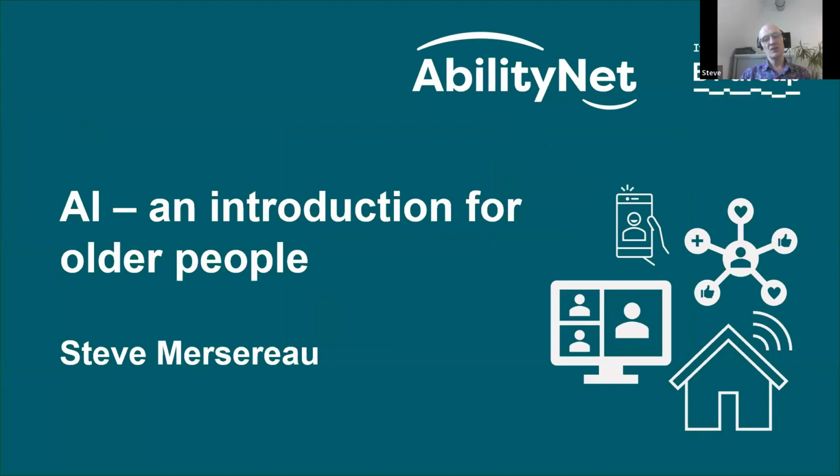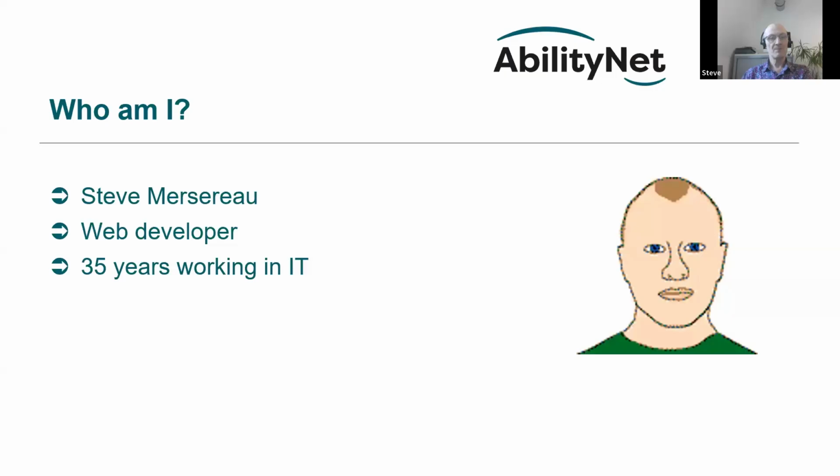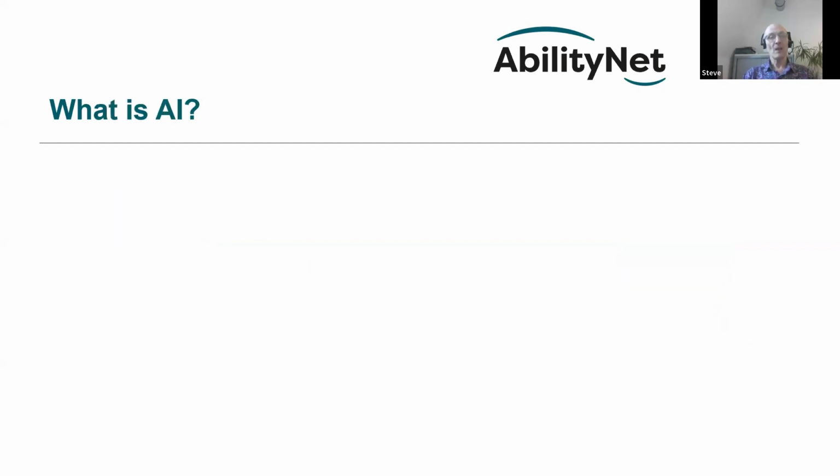Welcome to AI, an introduction for older people with me, Steve Mersereau. Let me very briefly introduce myself. I know Annie has just introduced me, but my name is Steve Mersereau. My career trajectory really is that I was a web developer for a long time. I've been working in IT for 35 years, I think, more or less. But for the last year and a half, I've been working for AbilityNet, teaching older people in London about digital skills. We're going to talk about artificial intelligence today, and first of all, I'm going to try and define it, try and explain a little bit about what it is.